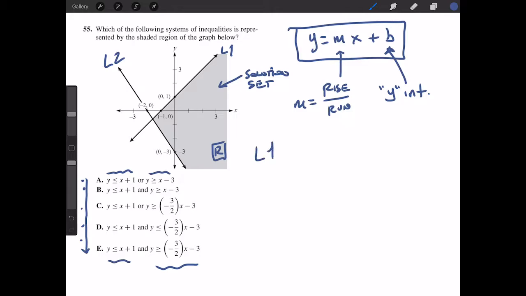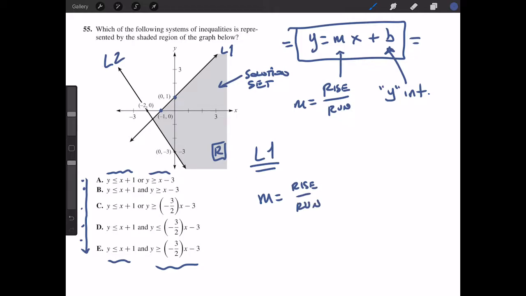So let's focus on line 1. For line 1, if we want to figure out its equation in slope-intercept form, we see that there are 2 points that they give us. Point (-1, 0) and point (0, 1). With those 2 points, we're going to be able to figure out everything, or at least the equation in slope-intercept form for that line.